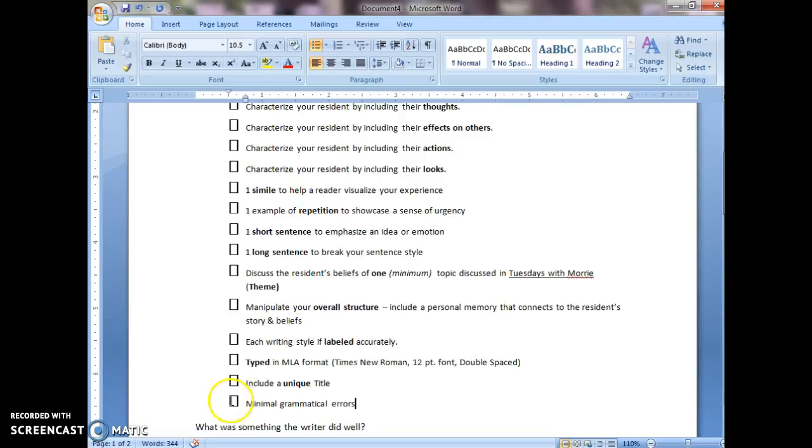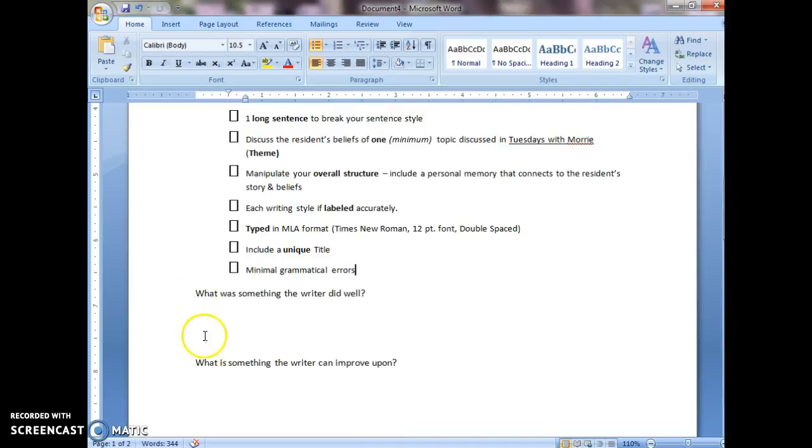As you're going through and checking off these things, don't just check them off to get done with it. You want to make sure that you're being a good peer reviewer and giving them accurate advice on their assignment. The last two questions I want you to think about should have a good, well thought out answer. The first one asks, what was something the writer did well? So for you as the reader, what did you like about their article? Did they explain a memory really well? Did they talk about themselves really well? Did they elaborate on a belief really well?